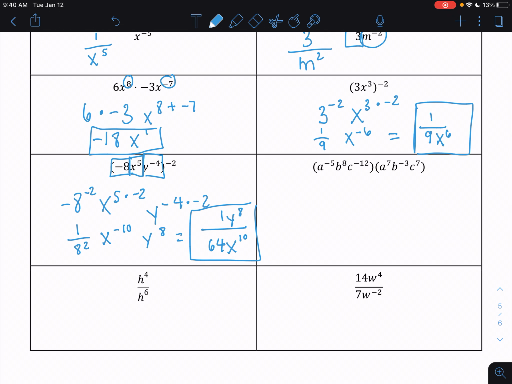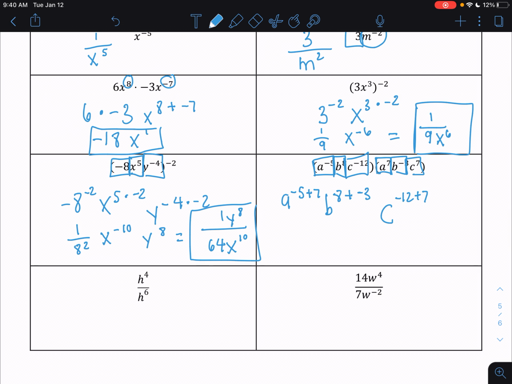All right, the next one. All right, this is going to be our product rule. So we're going to be adding the exponents. So let's look at the a's first. So we have a to the negative 5 plus 7. And let's go to the b's. B to the 8 plus negative 3. Finally, we have c. C to the negative 12 plus 7.